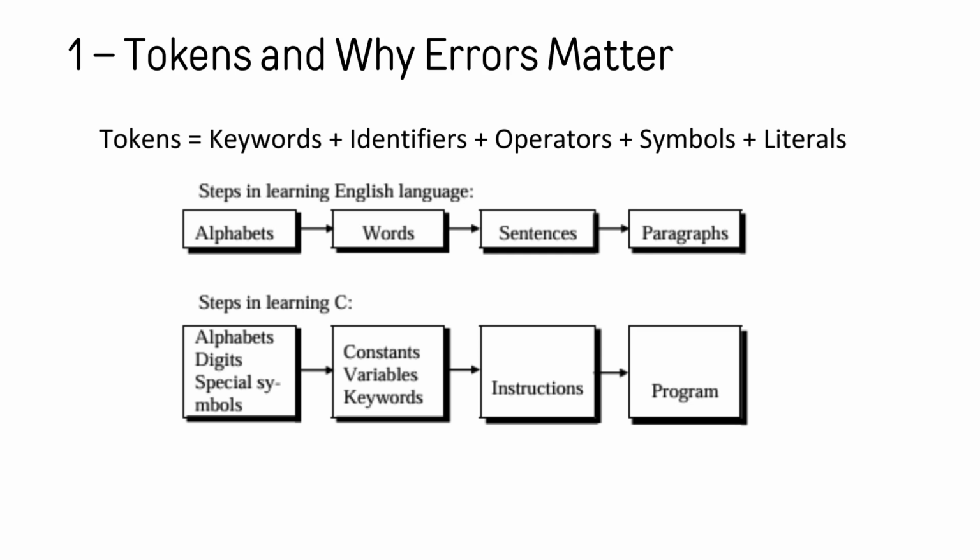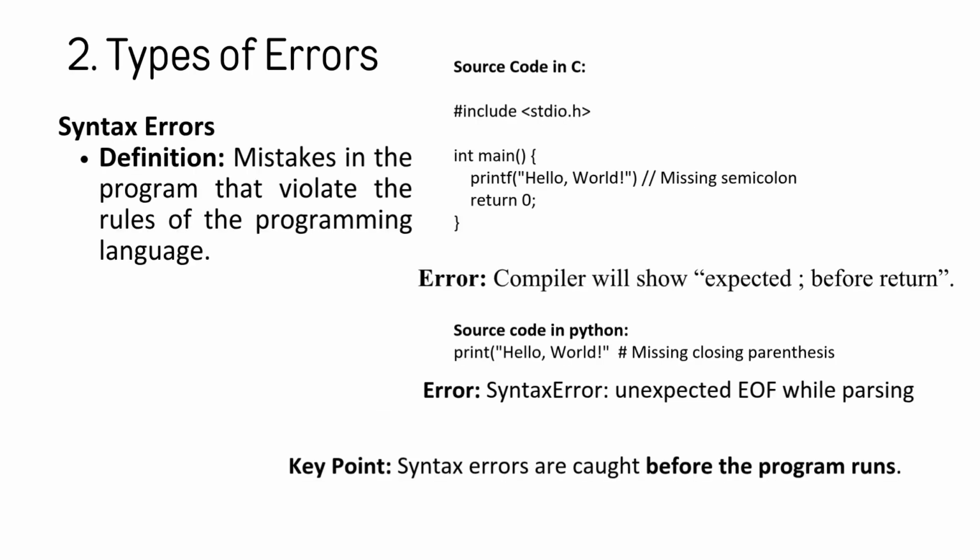Let's talk about syntax errors. Syntax errors happen when you break the rules of grammar of the programming language. Suppose you should use a semicolon after the printf function in C. If you don't use it, it will cause a syntax error. Similarly, you must put a closing parenthesis at the end of a print function. If you don't use it, it will cause a syntax error. And syntax errors are caught before the program runs.